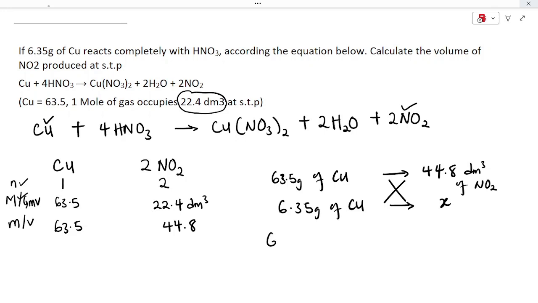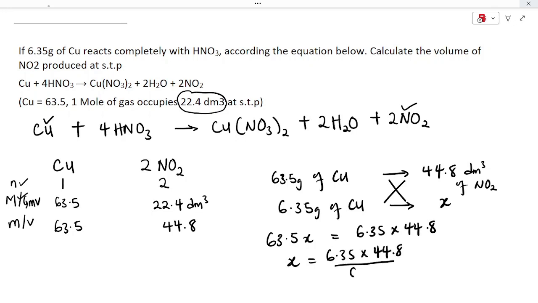Cross multiply. So we have 63.5X equals 6.35 times 44.8. So therefore X equals 6.35 times 44.8 divided by 63.5. Again, you can use a calculator to get the answer. However, if you are familiar with this, 6.35 divided by 63.5 will give you 0.1. Then 0.1 times 44.8 will give us 4.48 dm cube, which is decimeter cube.